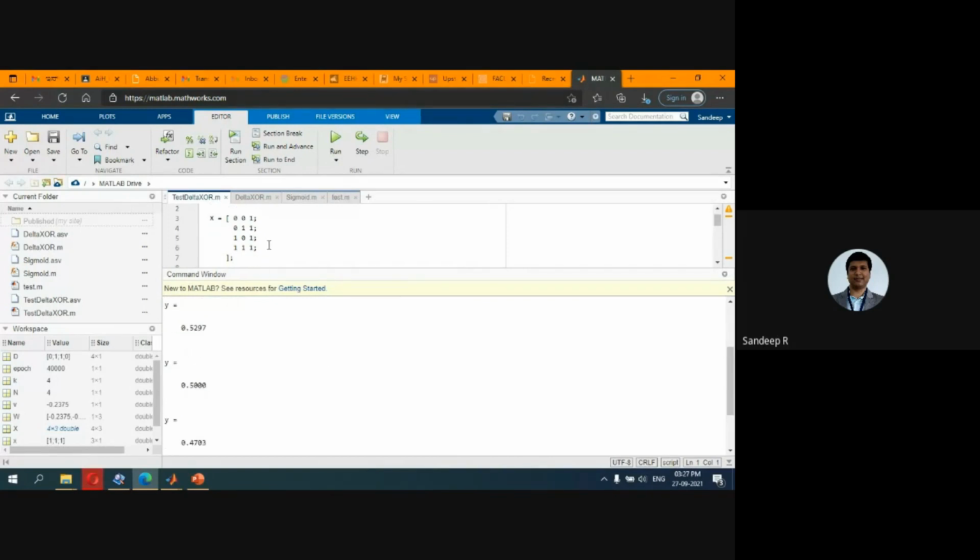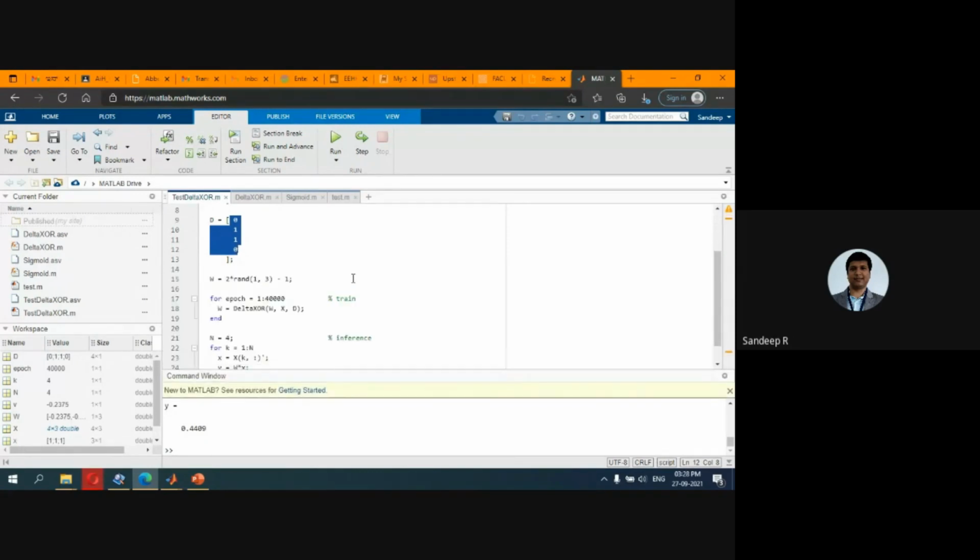We could see that the output was supposed to be 0 1 1 0, right, here 0 1 1 0, but we are getting 0.5, very close to 0.5. So we couldn't solve the XOR problem using the single layer neural network because it was not a linearly separable problem. You would go for the multi-layer neural network.